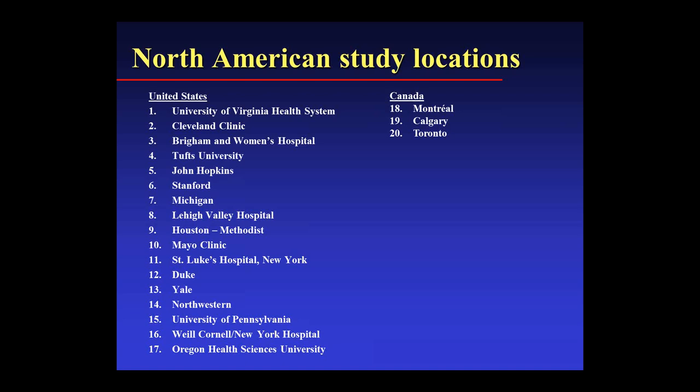We will have a website within the next 2 to 3 weeks. So if you wait a couple of weeks, you can search HCMR on the web and find the website and find the site nearest you. There are 3 sites in Canada as well: Montreal, Calgary, and Toronto. There are 7 sites that are presently recruiting.